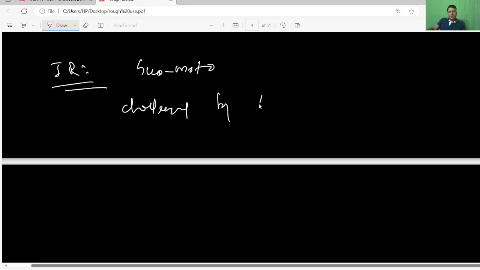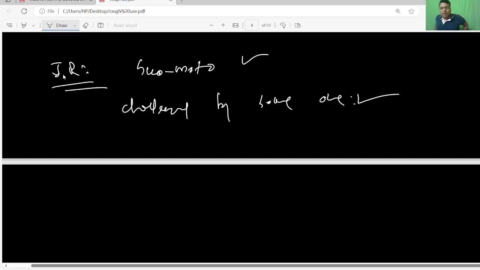And the concept of your last question, judicial review: is it suo motu or challenged by anyone? Both. Judicial review, the court takes suo motu cognizance, or it is challenged by someone. Both are applicable.